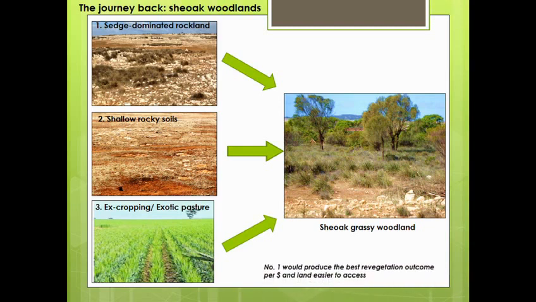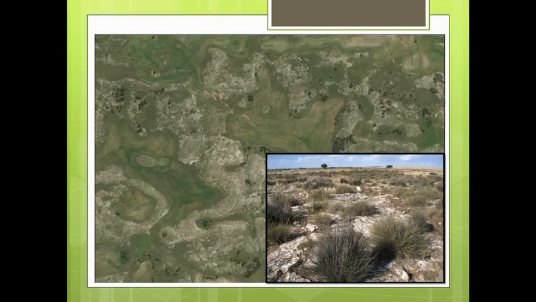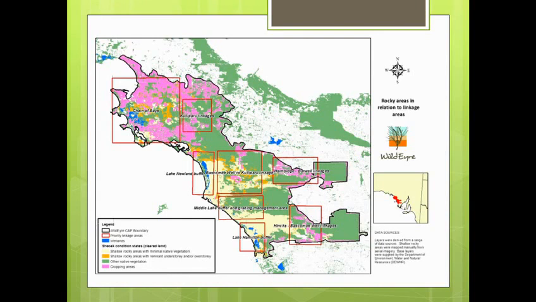The point I want to make though is that there's a massive, cost-effective opportunity to achieve large-scale restoration through targeting sedge-dominated rocklands. Mapping those, you can see that they're visible on the aerial maps, so we're able to go through and map out all those areas. That's what it looks like on the map. Those orange areas are all areas where you have those rocky sedgelands.